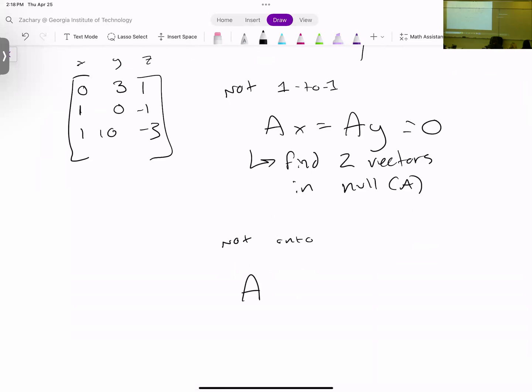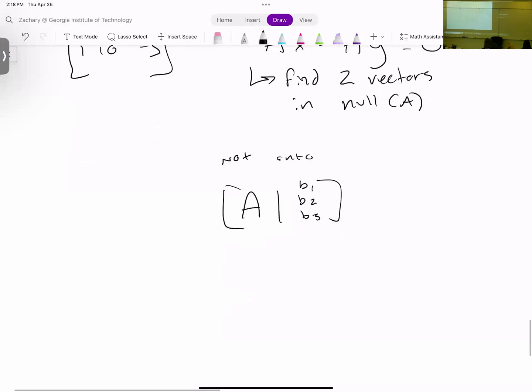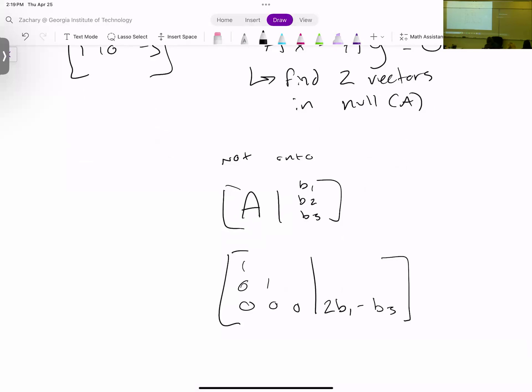What you do is you augment A with B1, B2, B3, and you treat it like one of those H and K problems. You're going to row reduce until you get a row of zeros in the bottom. So you'll get something that looks like 1, 1, 0, 0, 0, 0, augmented with 2B1 minus B3. So you'll get something along these lines. And to be inconsistent, just pick a B1 and B3 that make this a non-zero number.